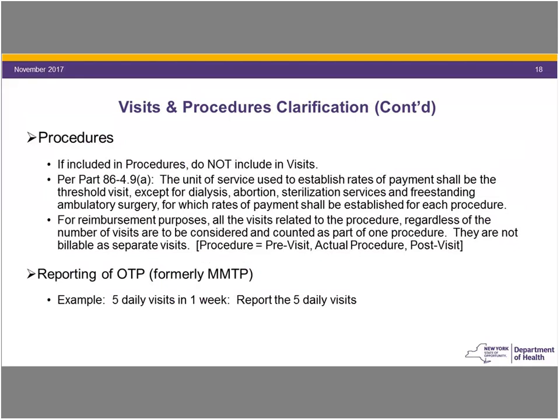When it comes to procedures, if you included them as procedures, do not report the visits because they end up counted twice then. So if you are required to report procedures, only report procedures. And for reimbursement purposes, all the visits related to the procedure, regardless of the number of visits, are counted as one procedure. So you would basically have a pre-visit, the actual procedure, and a post-visit. And that is your procedure, and that counts as one.